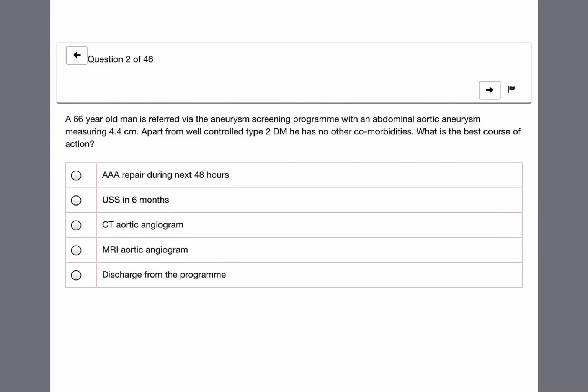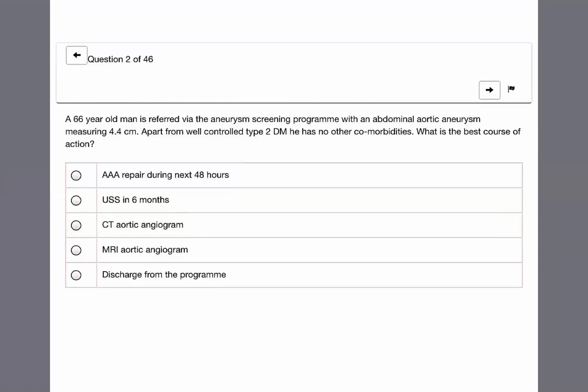It should be follow-up for this patient with the CT aortic angiogram. You choose C. Yeah. So this patient is old age. Yeah. The screening program says the size of the aneurysm is 4.4. Yeah. Yes, controlled, has no risk factors or no comorbidities.